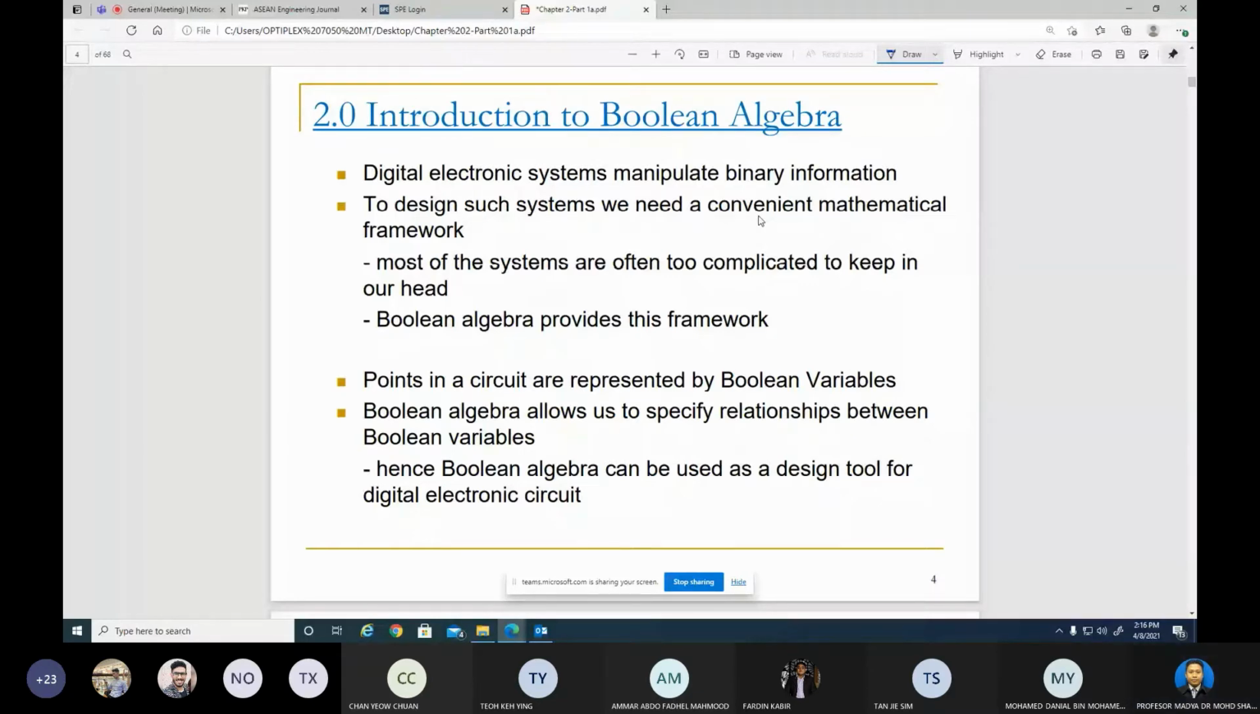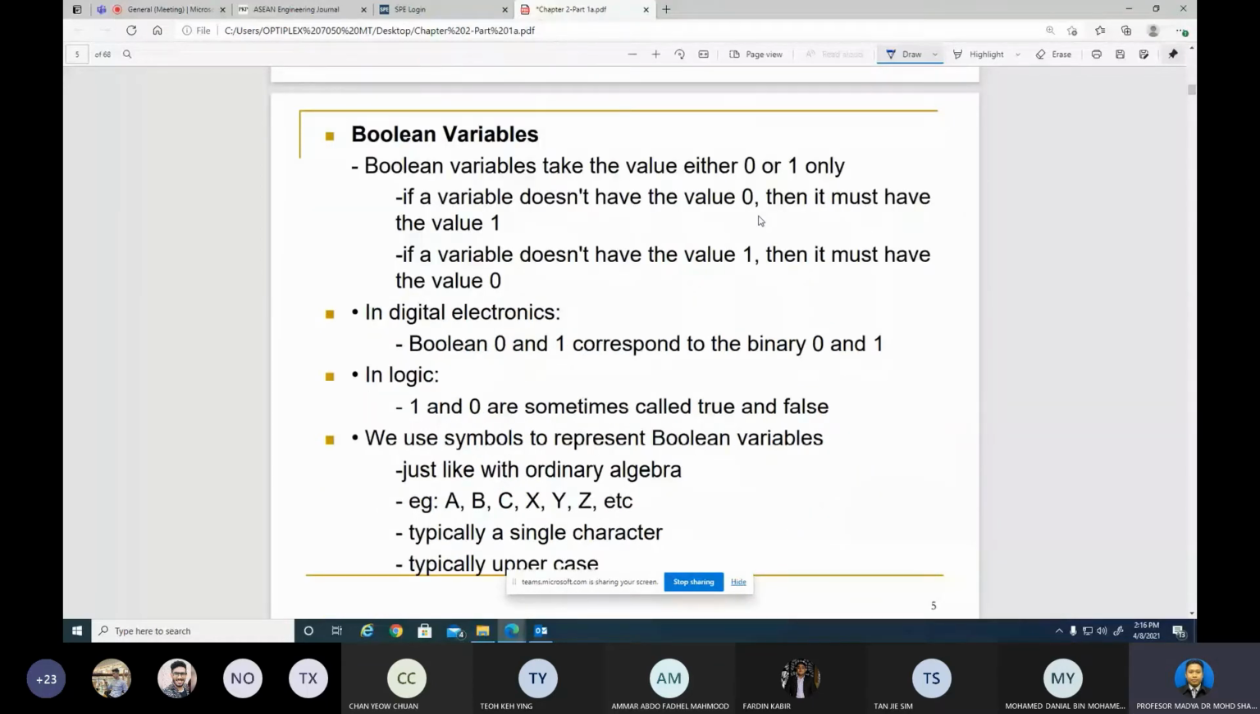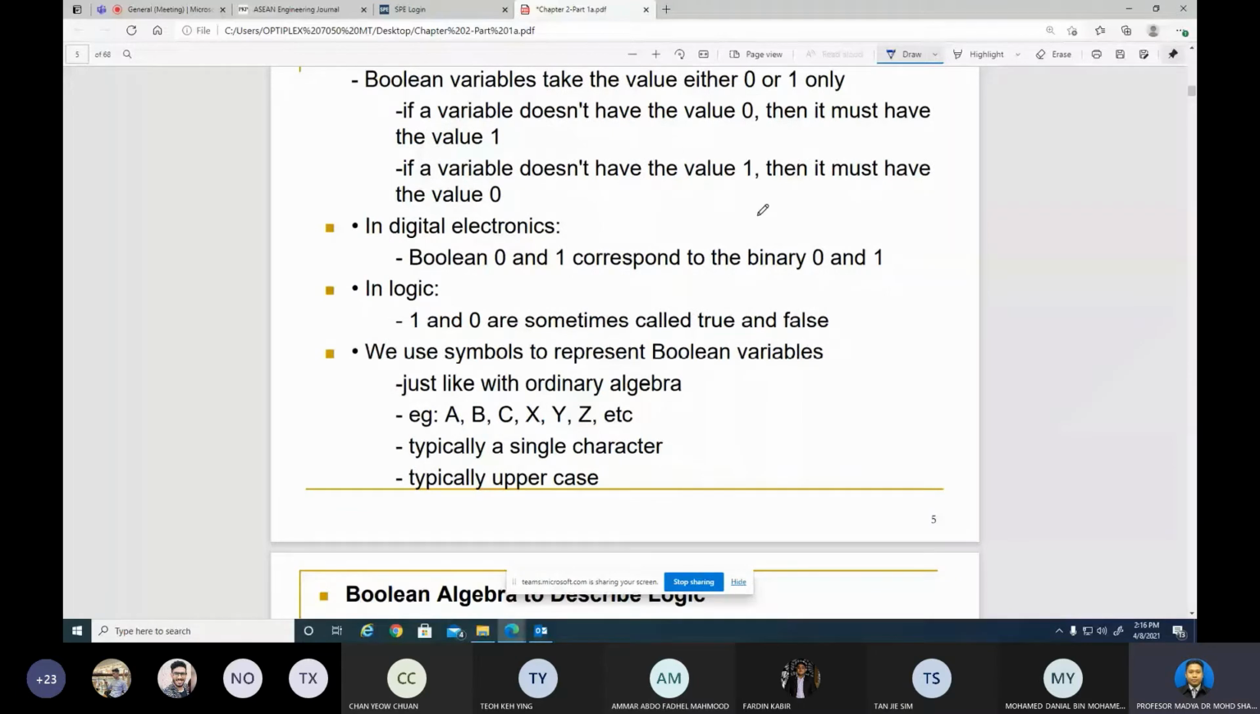Alright, so this one I'll just skip. We can use symbols to represent the Boolean variables that I mentioned to you. We can use a single character, for example A, B, or any character, and normally we use upper case letters. For example, like we have the NAND gate here.